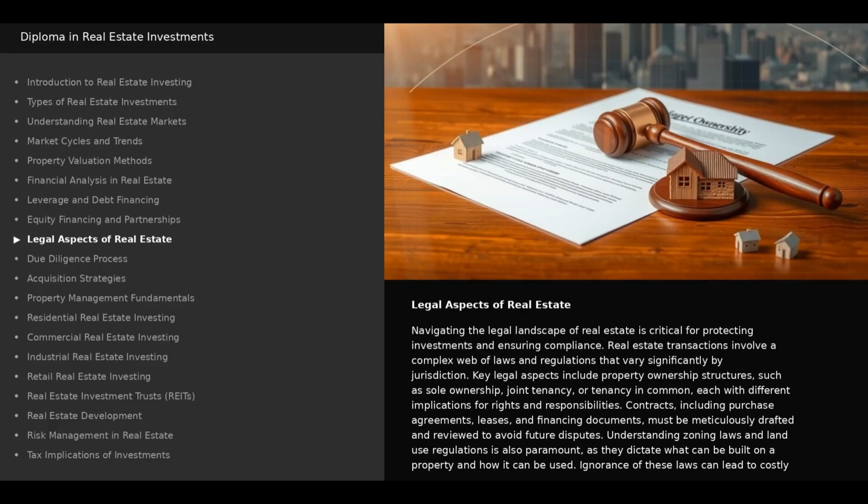Contracts, including purchase agreements, leases, and financing documents, must be meticulously drafted and reviewed to avoid future disputes. Understanding zoning laws and land use regulations is also paramount, as they dictate what can be built on a property and how it can be used. Ignorance of these laws can lead to costly delays or even project termination. Engaging legal counsel is often indispensable for complex transactions.